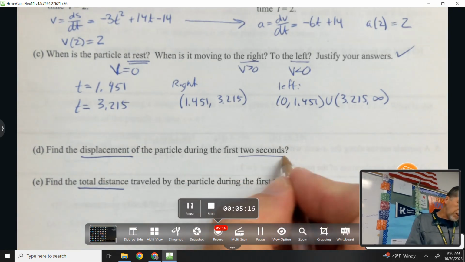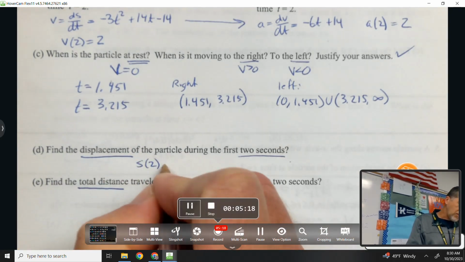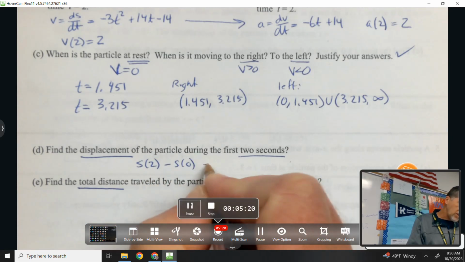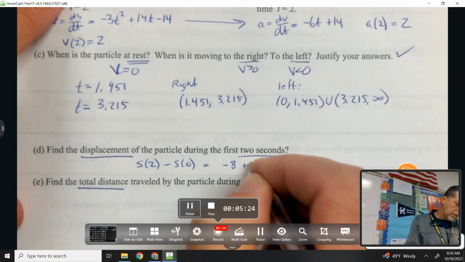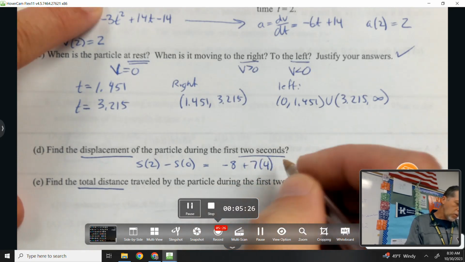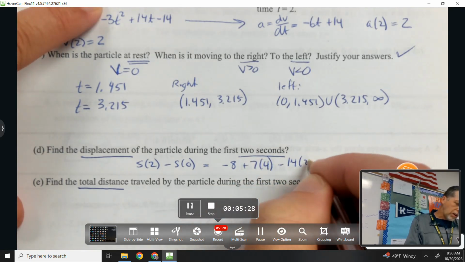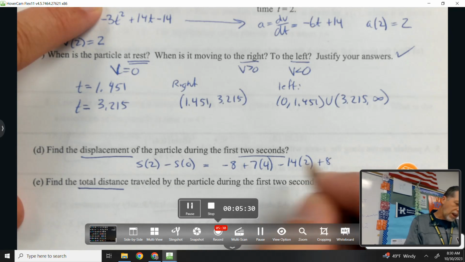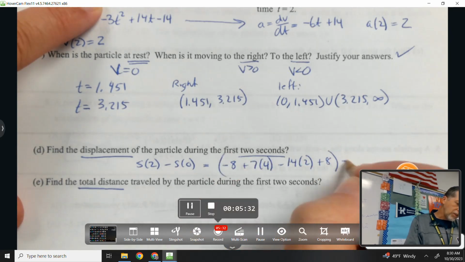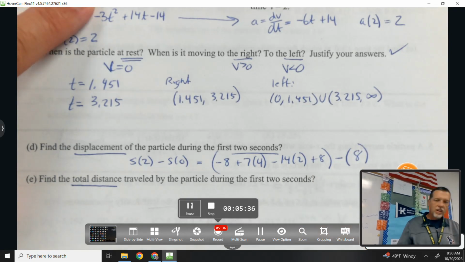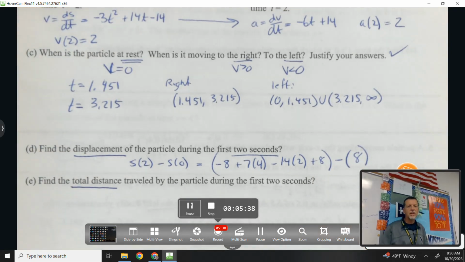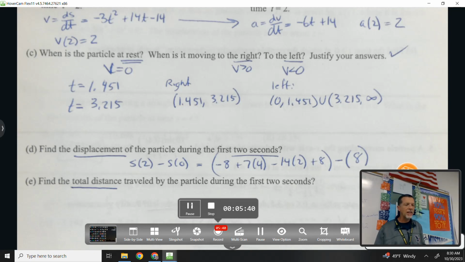Displacement in the first 2 seconds, so that's just s of 2 minus s of 0. So negative 8 plus 7 times 4 minus 14 times 2 plus 8. There's s of 2. Minus s of 0 is just 8. And so I would just leave my answer like that. Because why mess with it?